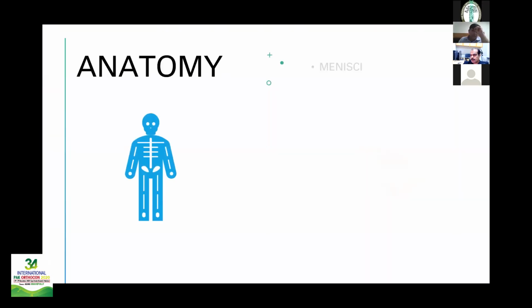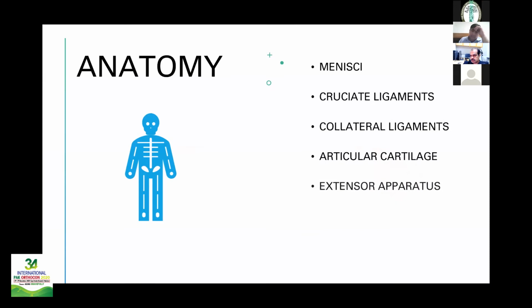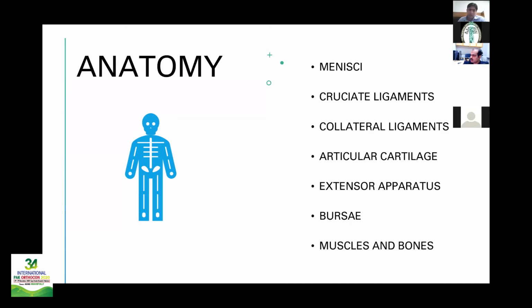I will just be focusing on the major structures that we need to evaluate in a systematic knee MRI. You should be evaluating the menisci, the cruciate ligaments, that is the anterior and the posterior cruciate ligaments, the collateral ligaments, the medial and the lateral collateral ligaments, the articular cartilage involving the patellofemoral as well as the femorotibial compartments, then the extensor apparatus, which includes the quadriceps tendon and the patellar ligament, then the bursae around the knee, muscles and bones.